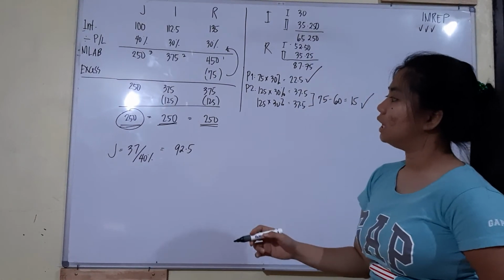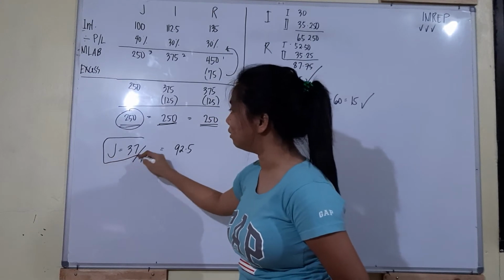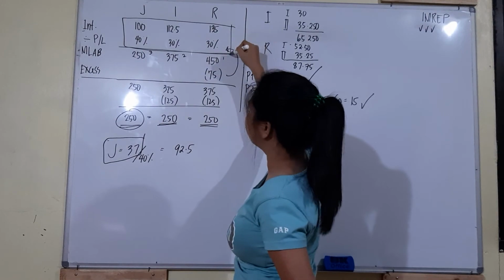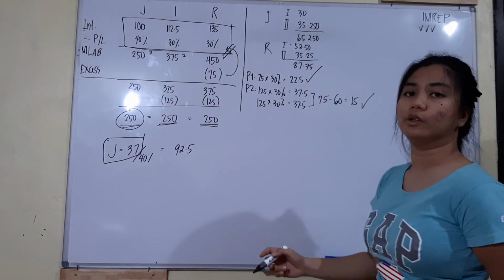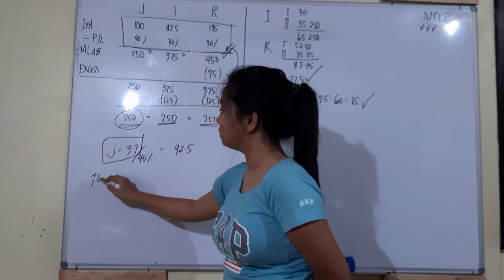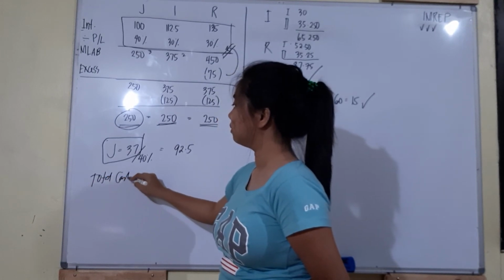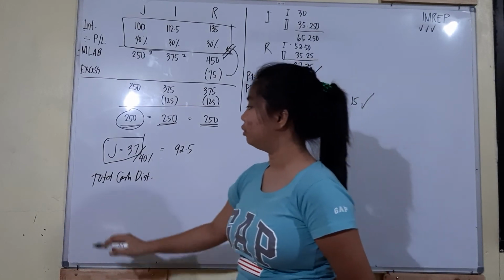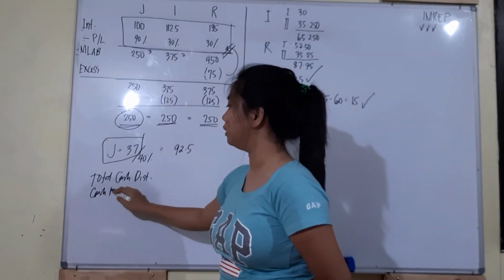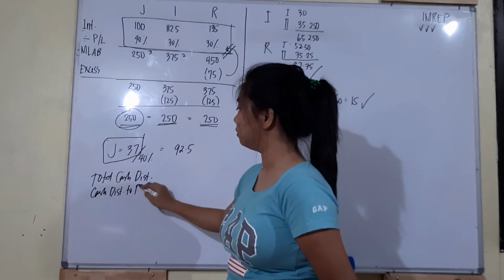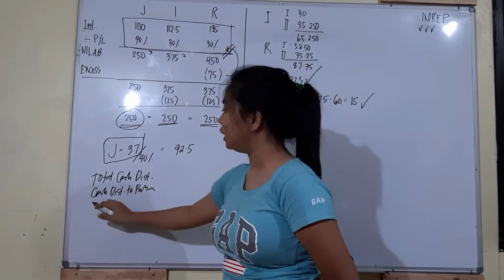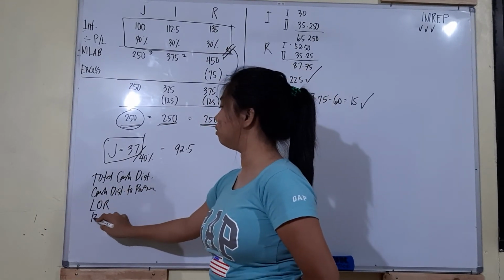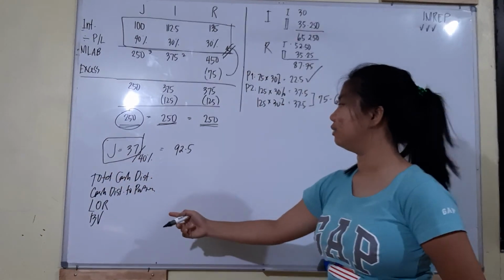So, sabi natin, ano-ano ang possible na tanong? Ito lang ang given. Okay, ha? Ito lang yung given, tsaka ito. Ano-ano ang possible na tanong? Number 1, total cash distributed. Okay? Number 2, cash distributed to partners. Pwede ka rin tanungin ng loss on realization. Pwede ka rin tanungin ng book value. Depende kasi kung alin ang given dito sa dalawa.